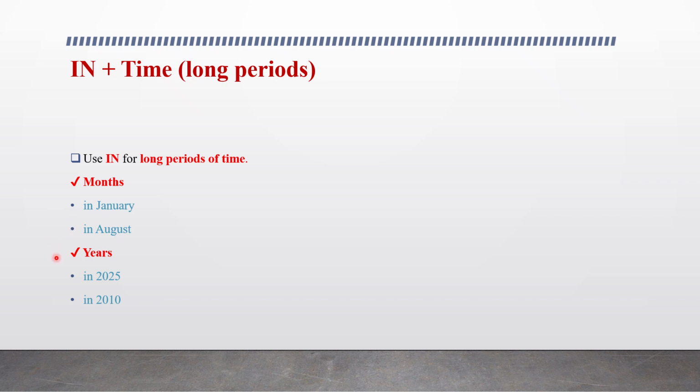When you're using years, you can talk of in 2025. We don't know 2025 January or 2025 December or October. We just talk about 2025. That is long enough. Or in 2010. So when we are talking about long periods of time, when we are not very specific in terms of time, we make use of the preposition in.